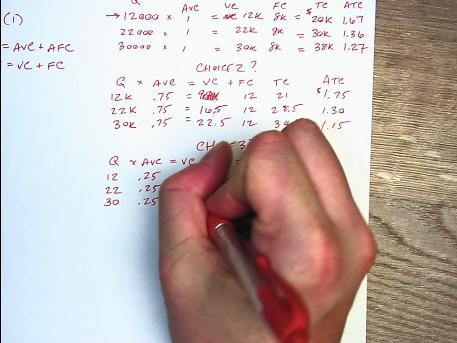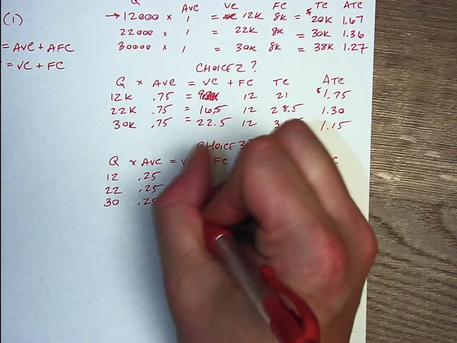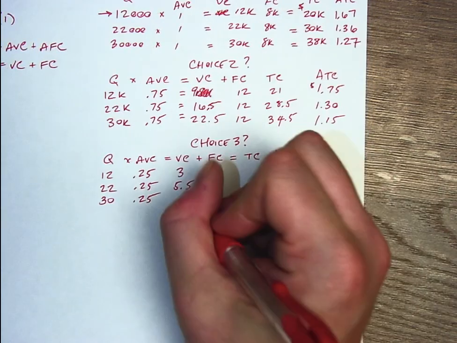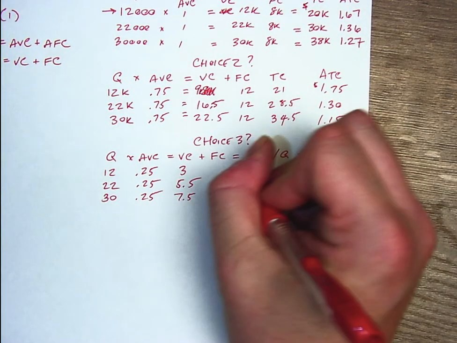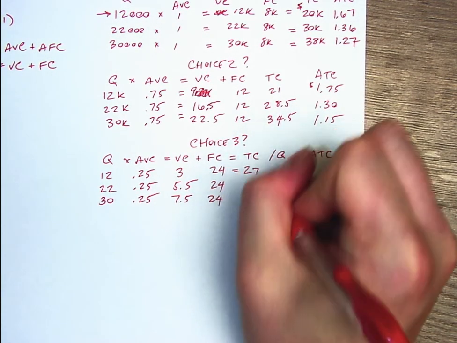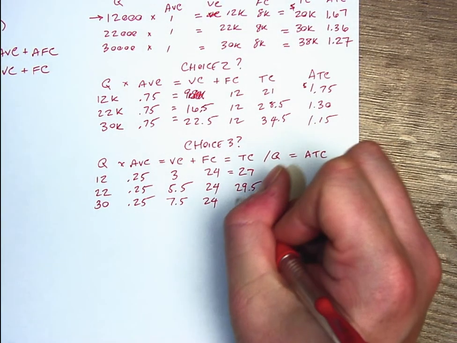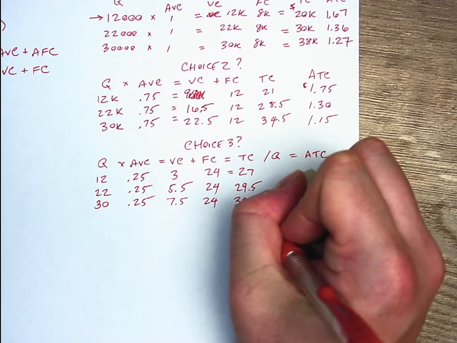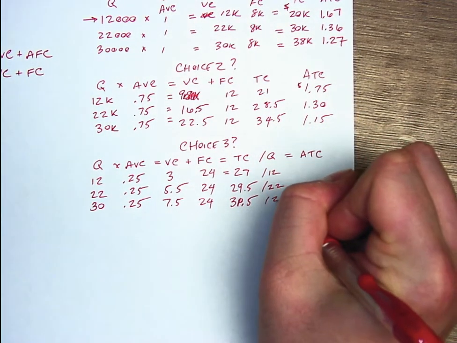This is going to be 3,000, and then 22 times that is going to be 5.5, and then 25% of that is just 7.5. Plus the fixed cost, and the fixed cost is the highest for this one at 24, and so 27, 29.5, and I'm having a brain fart. 30 point, no, that doesn't sound right, 31.5. And then we divide by 12, divide by 22, divide by 30.